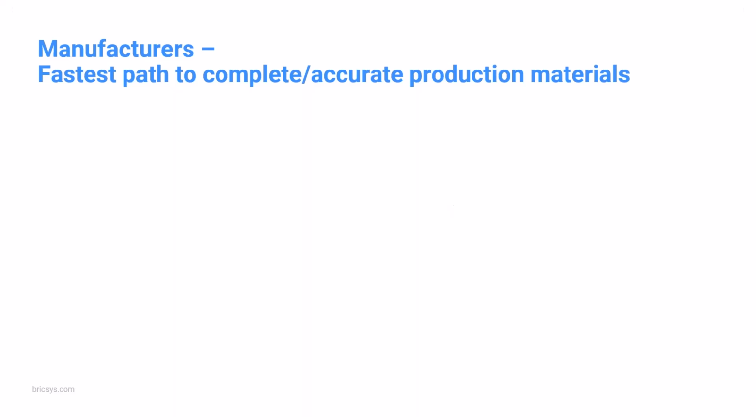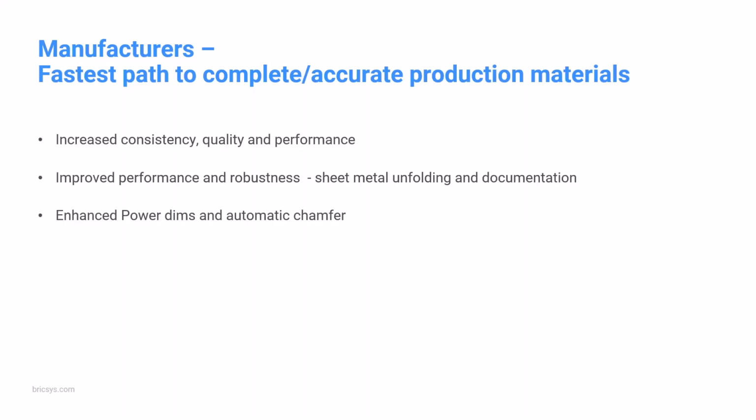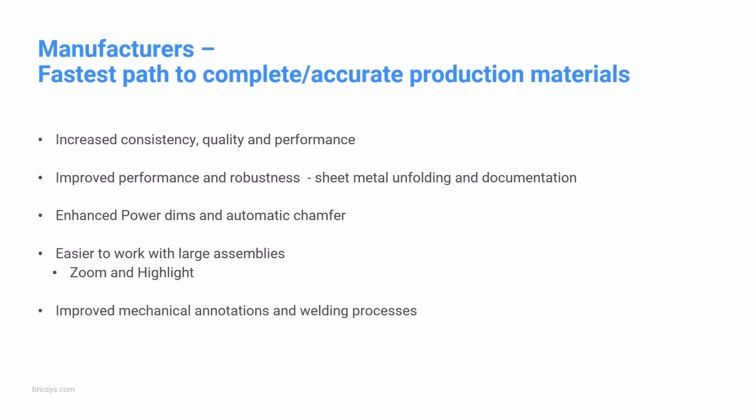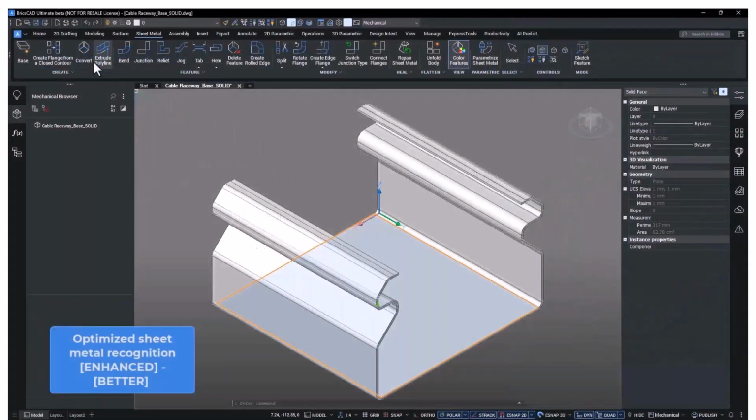For manufacturing and mechanical, we've got improvements that are features and functions, but also that help the overall engineering manufacturing process. Some of those are improved performance and robustness, especially around sheet metal unfolding and documentation, enhanced power dimensions and automatic chamfers. We've made it easier to work with large assemblies with the introduction of the zoom and highlight feature, so when you're working in a large assembly, you can zoom to a particular area, and also improvements in the welding dialog. And here's Callum to show us a little bit of that.